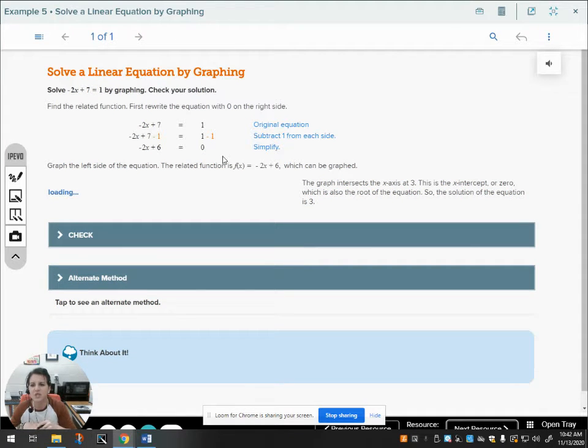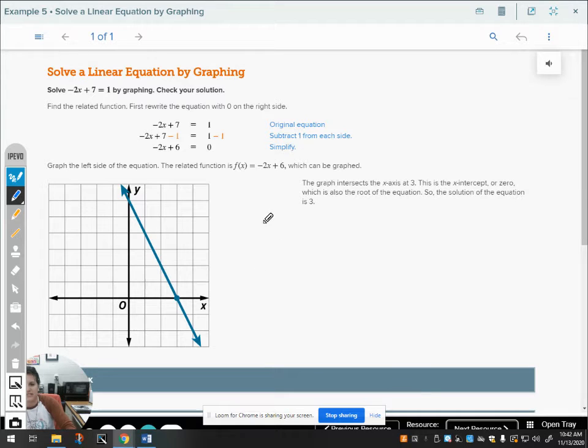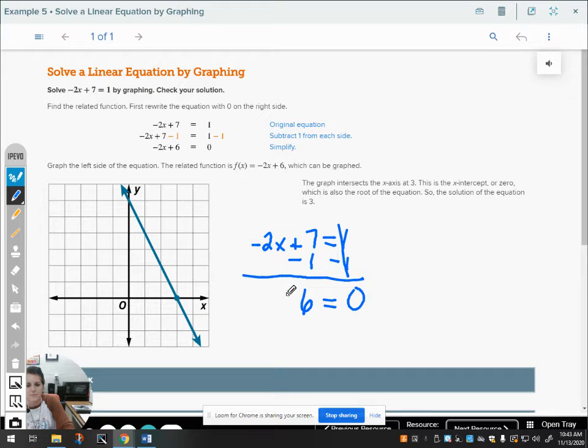We're going to solve negative 2x plus 7 equals 1 by graphing. So in order to do that, what we have to do is get it set equal to 0. I've got negative 2x plus 7 equals 1. Either side could be set equal to 0, but to me it looks a whole lot easier to get this side set equal to 0 because all I have to do is subtract 1 from both sides. It's going to take more work to get the other side equal to 0. So 1 take away 1 is 0, 7 take away 1 is 6, and then we have negative 2x.